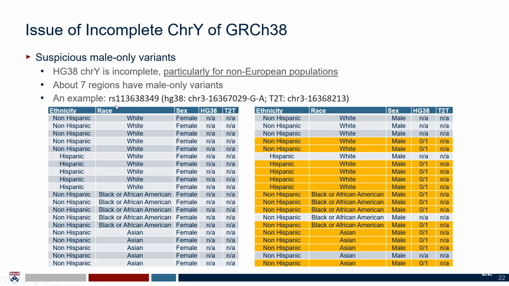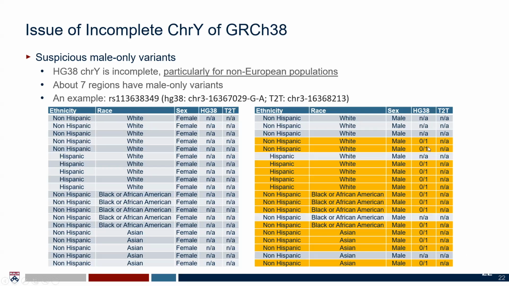So the example here is that on chromosome 3, we also see this one significantly associated with Alzheimer's disease. And this is male only. Using HG38, we don't have any female having this SNP. But using HG38, you see males have a heterozygous SNP for this region. But if you move to using T2T, you can see we don't have this SNP. For those males who have the SNP against HG38, with T2T they don't.